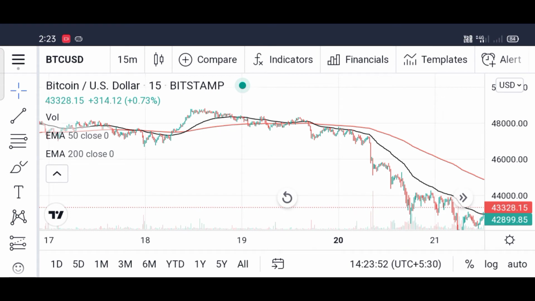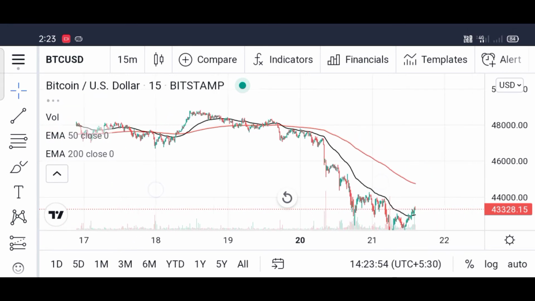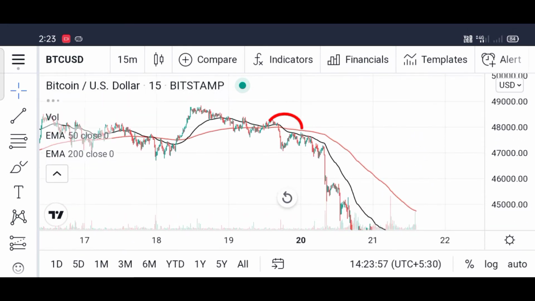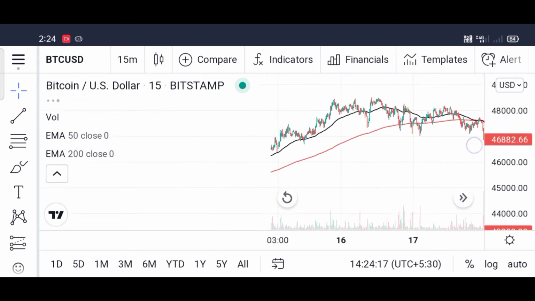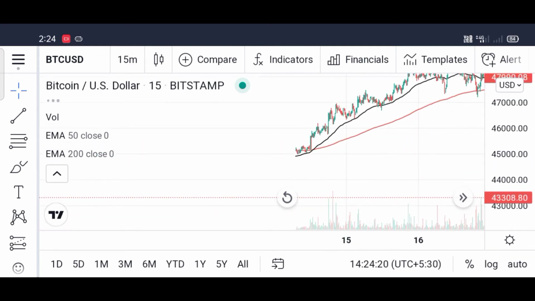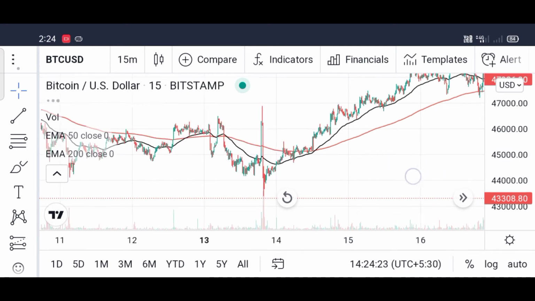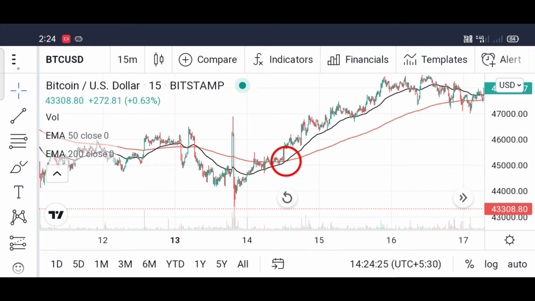When EMA 50 crosses downside to EMA 200 line, then we consider it downtrend started, then we can sell our asset. Similarly, when EMA 50 crosses upside to EMA 200 line, then we consider it uptrend started, then we buy asset.